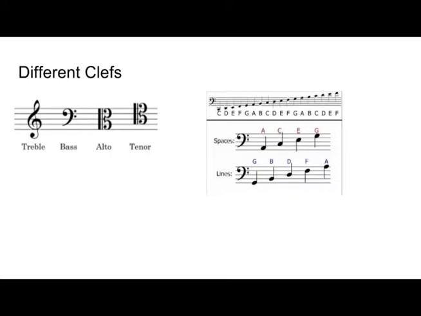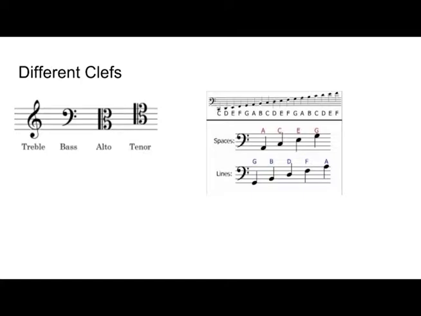On this slide here, we'll be talking about the different clefs in music. A clef is a symbol that is placed on the musical staff to indicate which note should be played. In music, there are 4 clefs. The first clef you see here is the treble clef, also known as the G clef. An easy way to remember this is that the treble clef is the symbol on the musical staff that looks like a G, and it also circles around the note G above the middle C.